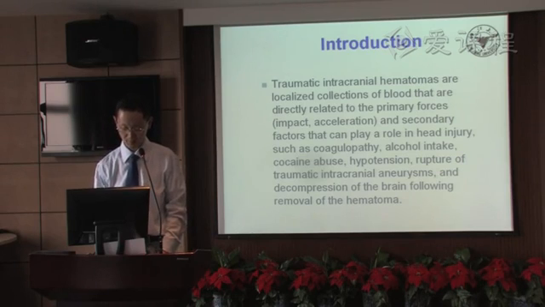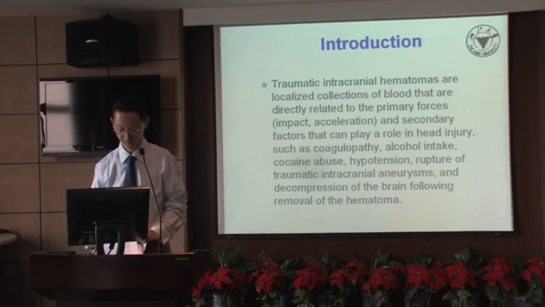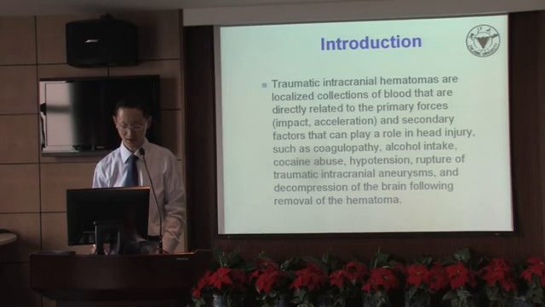Traumatic intracranial hematomas are localized collections of blood that are directly related to the primary forces, and secondary effects that can play a role in a head injury, such as coagulopathy, alcohol intake, cocaine abuse, hypotension, rupture of aneurysm, rupture of traumatic intracranial aneurysm, and the decompression of the brain following removal.